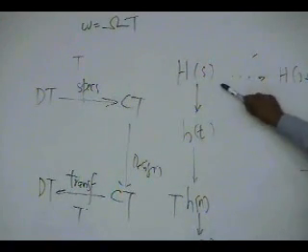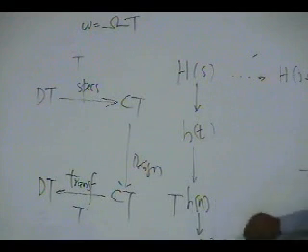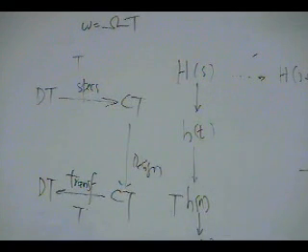H of s to h of t to T h of n, and this will give you H of z. These are the steps you go through to design an IIR filter using the impulse invariance method.